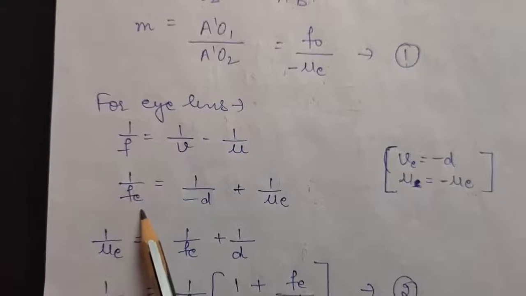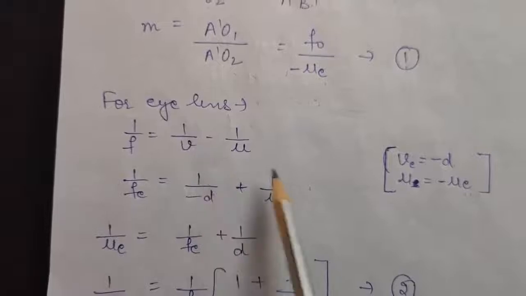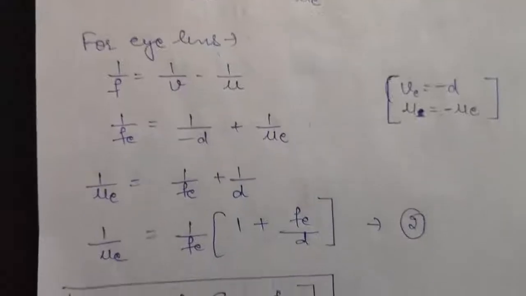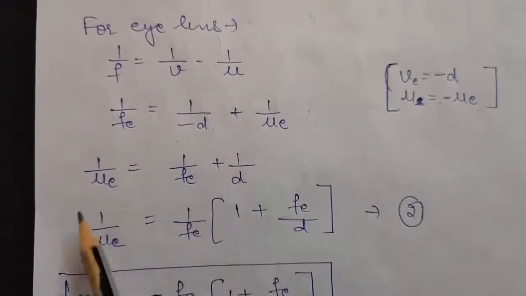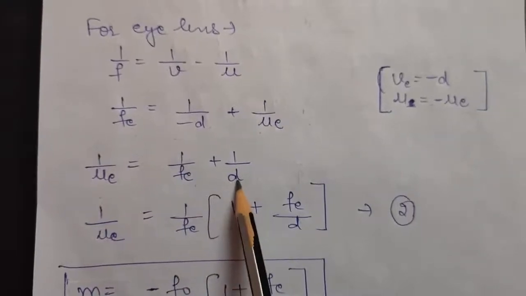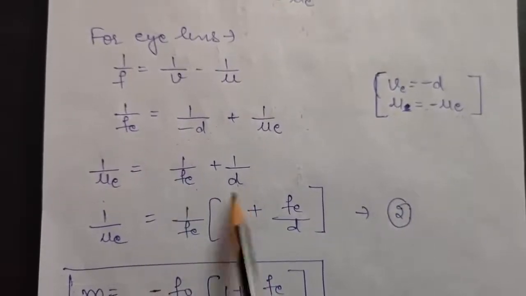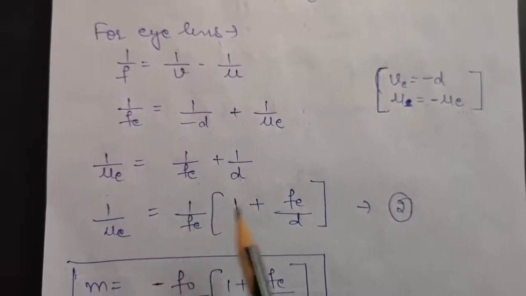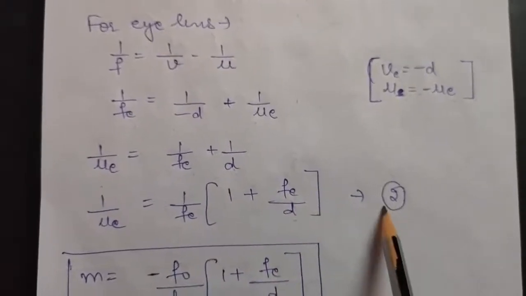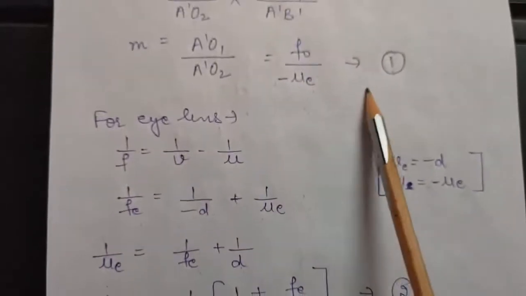So 1 upon FE will be equal to 1 upon minus D because V is minus D. Minus minus would be plus 1 upon UE. So from here calculate the value of 1 upon UE. So 1 upon UE will come to be 1 upon FE plus 1 upon D. Now if we take 1 upon FE common from these two terms, you will be left with 1 plus FE upon D. Mark it second equation. Now from the second equation, put the value of 1 upon UE in the first equation.